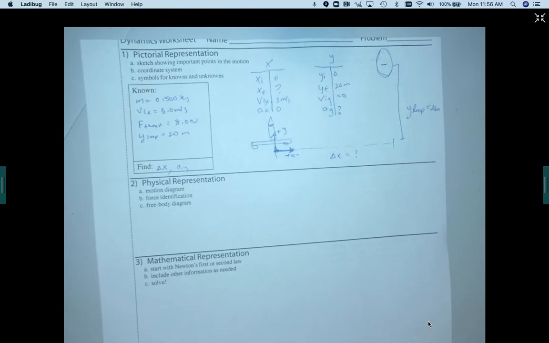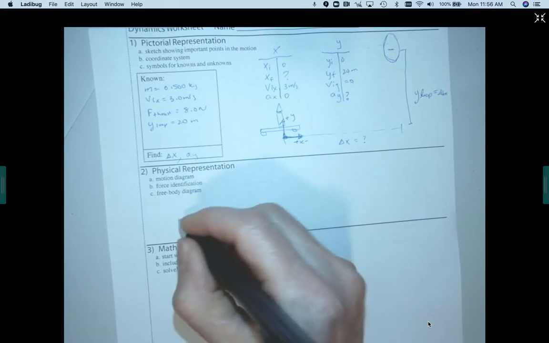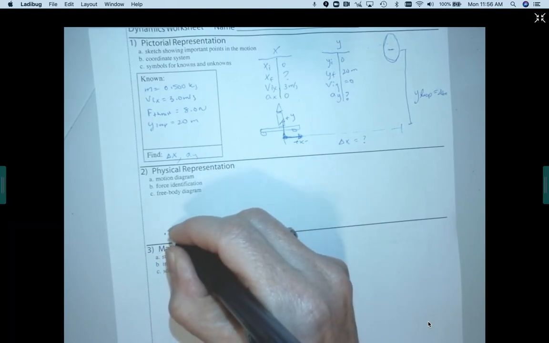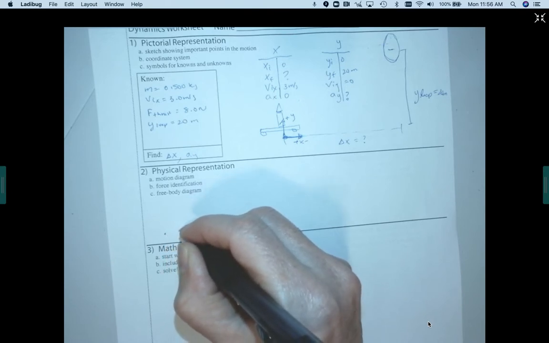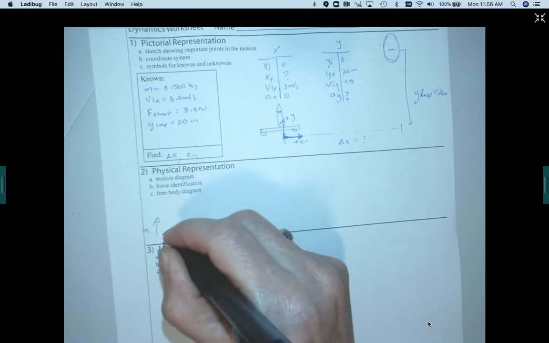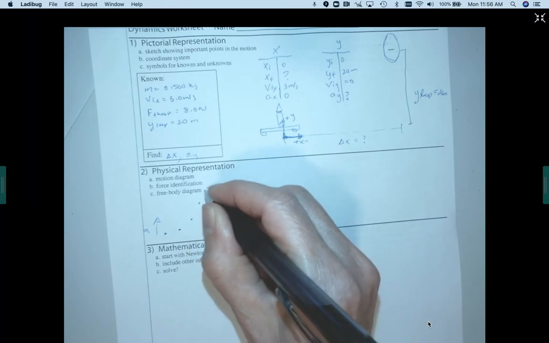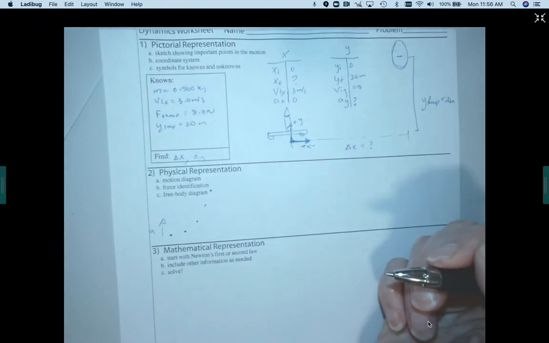Okay, so our motion diagram, in the x direction, well, it's actually going to be parabolic this way, right? Because it's going to have an acceleration upward. So it's going to be constant in the x and then parabolic in the y.